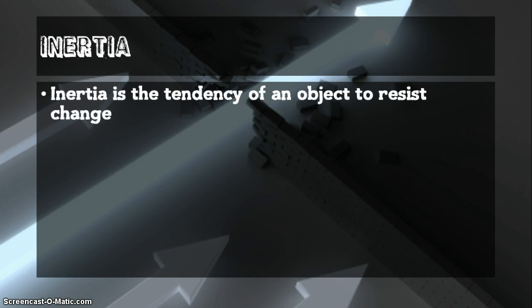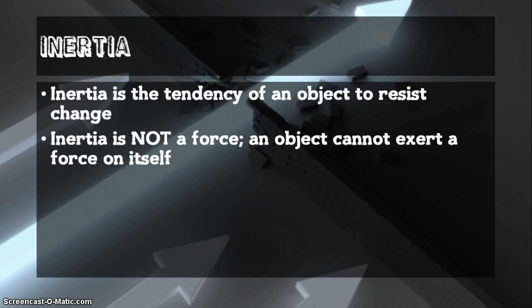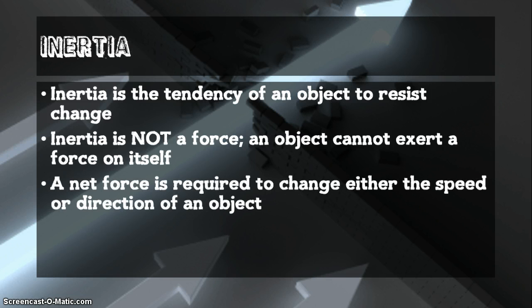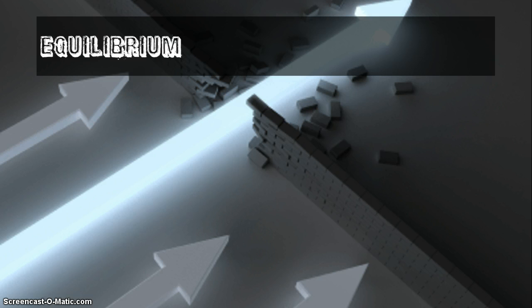So inertia is the tendency of an object to resist change. Inert meaning lazy, inertia being laziness, doesn't want to change its motion. Inertia is not a force because an object can't exert a force on itself. Remember, you need a net external force to change the speed or direction of an object.